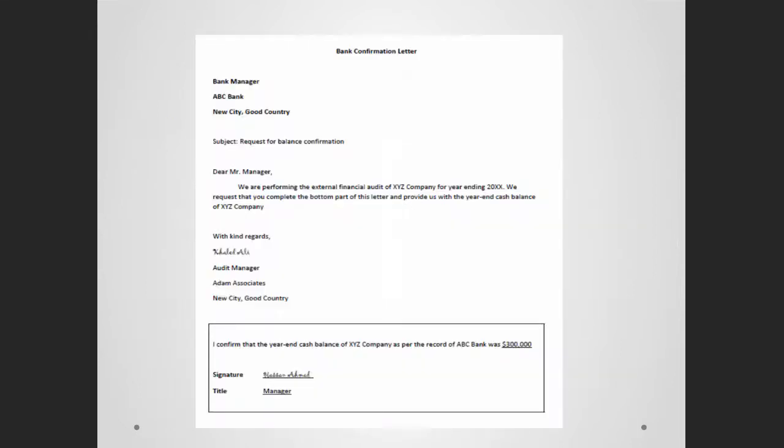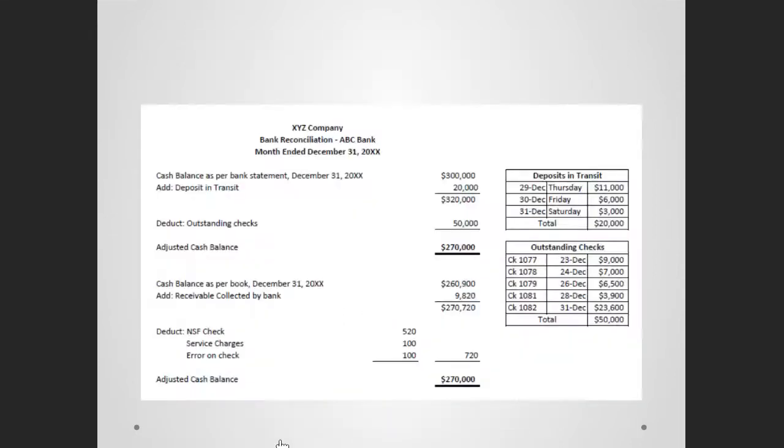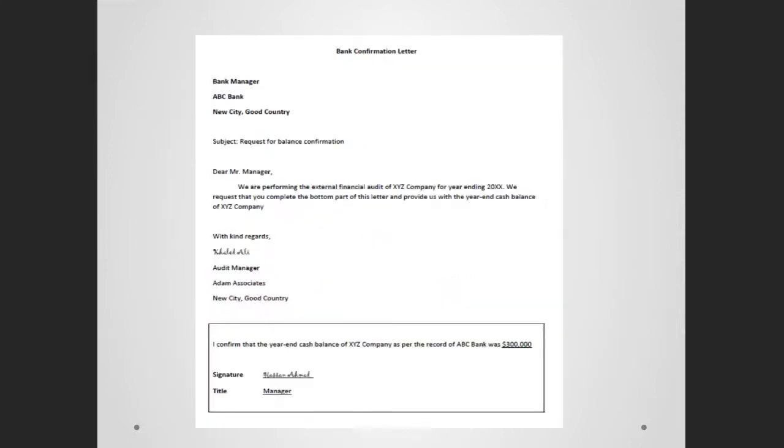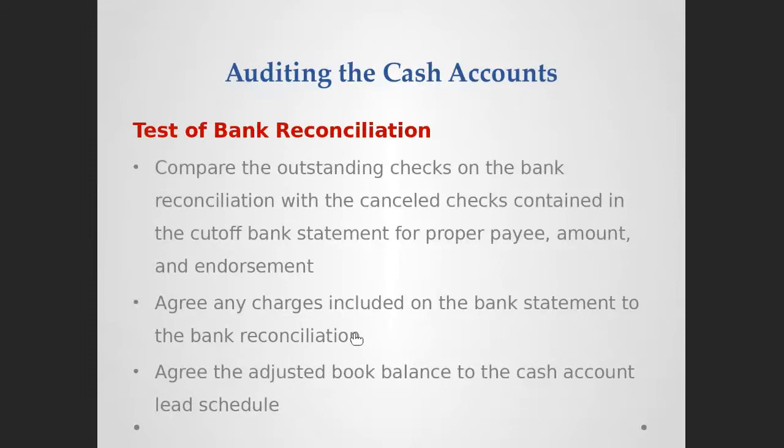The next thing we do is agree any charges included on the bank statement to the bank reconciliation. So we come to the bank reconciliation right here, and we see the service charge, $100. This should be the same in the bank statement. Very simple to check. The bank statement should have that 100.